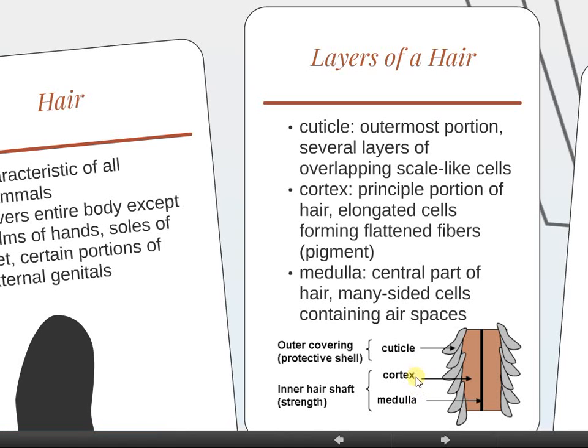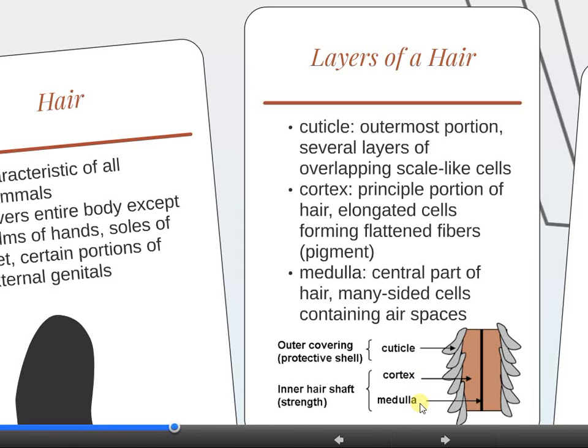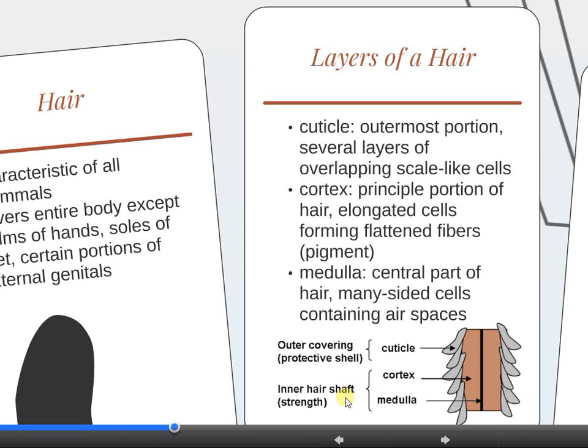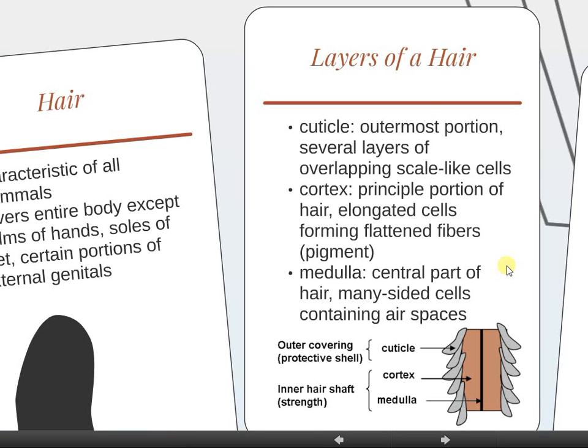You have the renal cortex and the renal medulla in the kidney. Same kind of structure in the adrenal glands as well. So cortex just means the outer layer closest to the surface, and the medulla is the innermost layer. So you can see in this diagram that the cuticle provides an outer covering or protective shell. The cortex and medulla make up the inner hair shaft, and that gives the hair its strength.